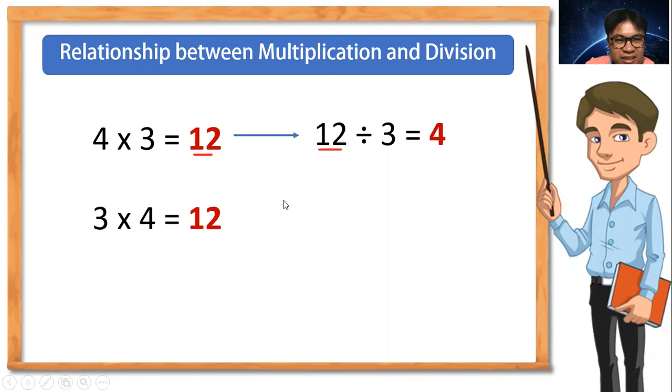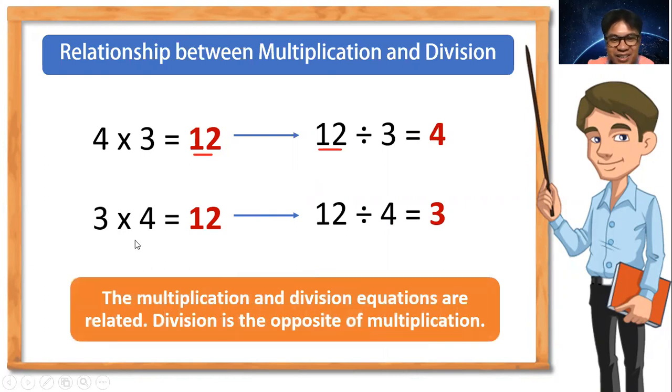Another form here, 3 times 4 equals 12, or 12 divided by 4 equals 3. So remember that the multiplication and division equations are related. As I have said a while ago, division is the opposite of multiplication. As you can see in the example, it is like a reverse, right? Opposite of multiplication. That's how they are related to each other.